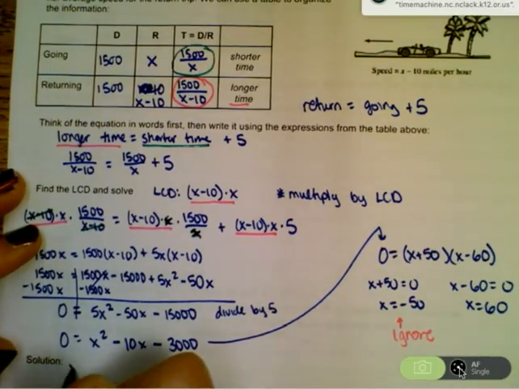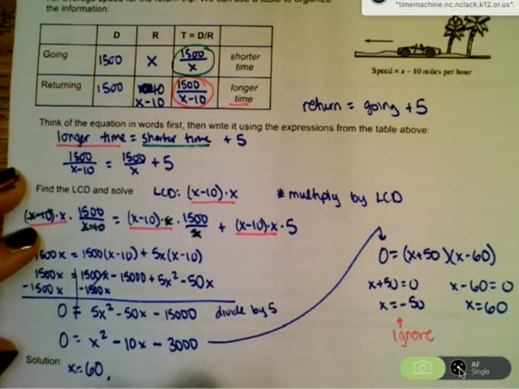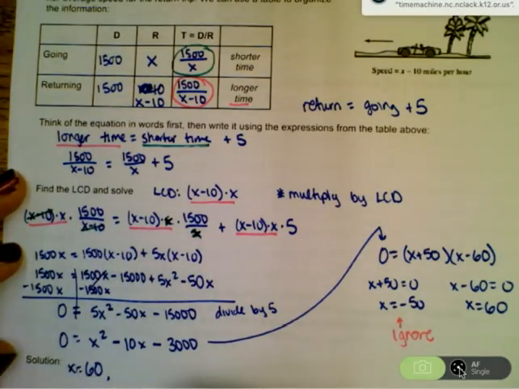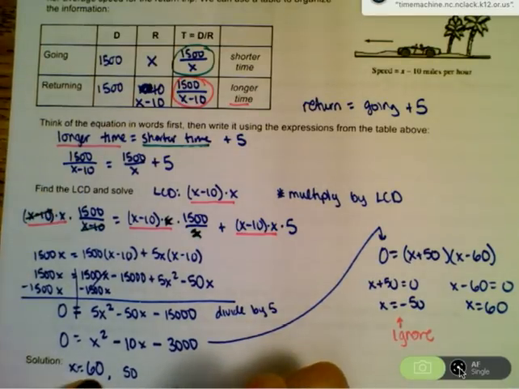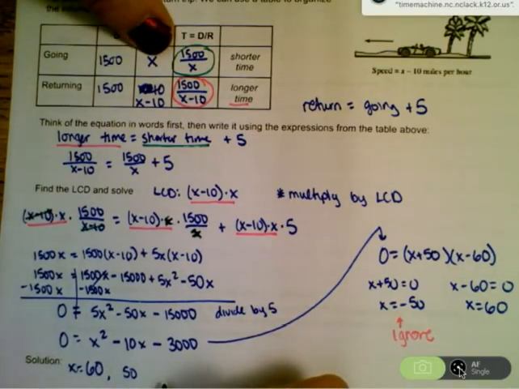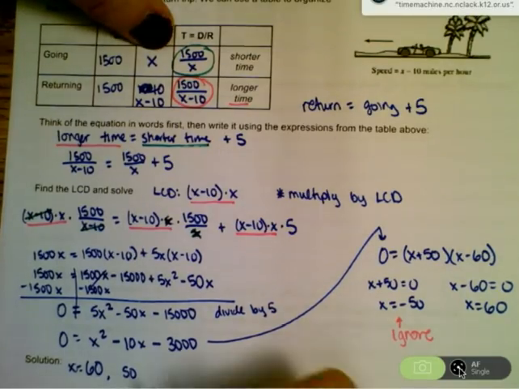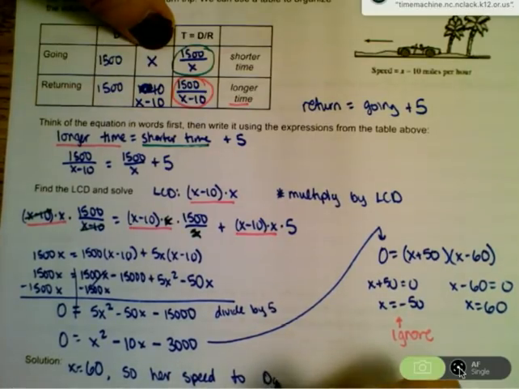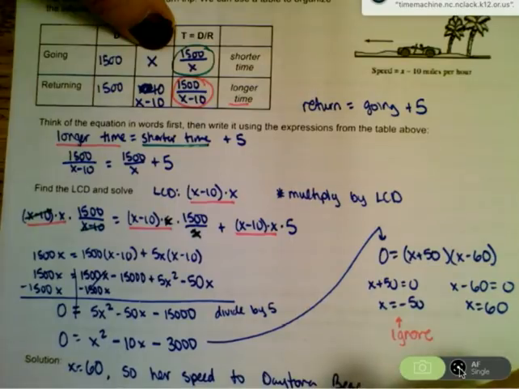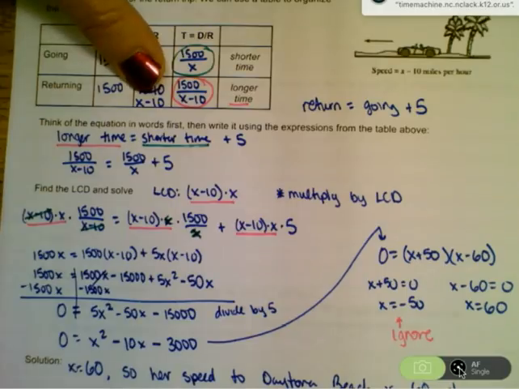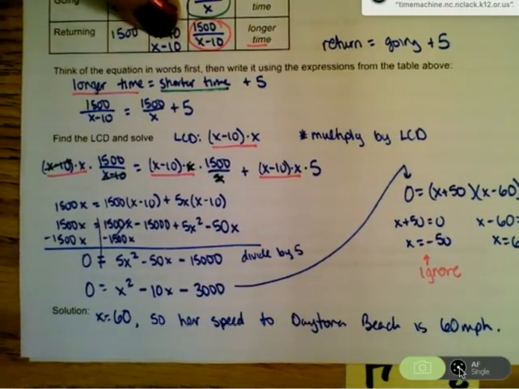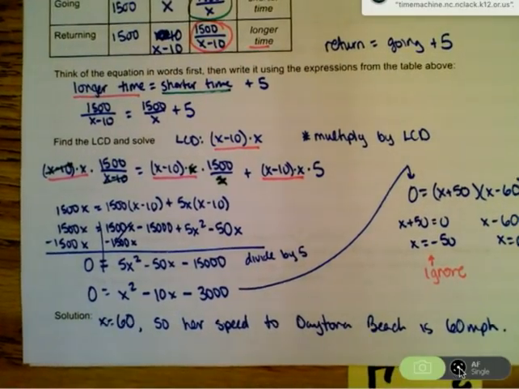So x equals 60, which means, what was our original question? Her average speed on her way to Daytona Beach. So if we go back up here, x is 60, that's this speed. Oh, that already gave us her speed going to Daytona Beach. So her speed to Daytona Beach is 60 miles per hour. And then we could easily find her returning speed also because we know to just subtract 10 from that. But her speed going to Daytona Beach is 60 miles per hour.